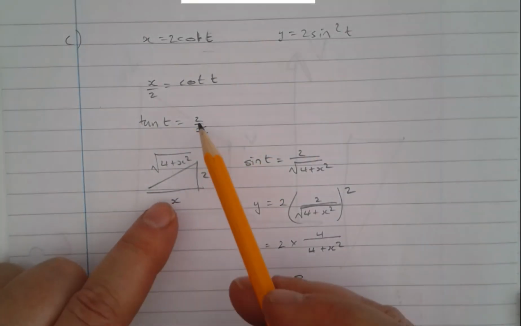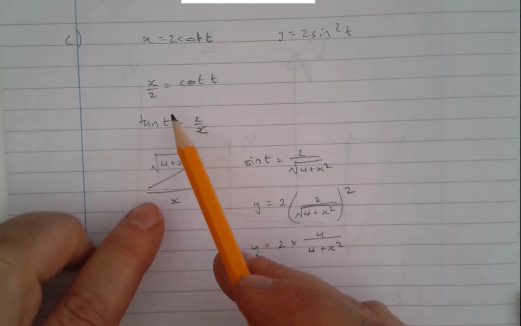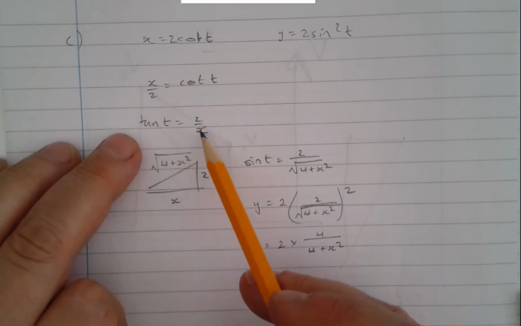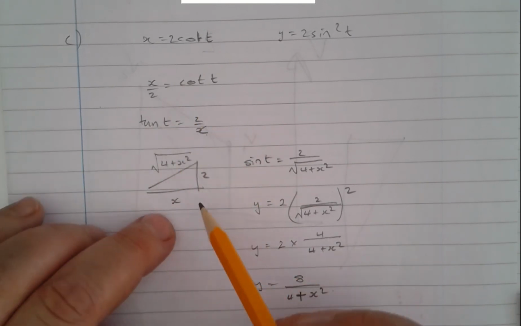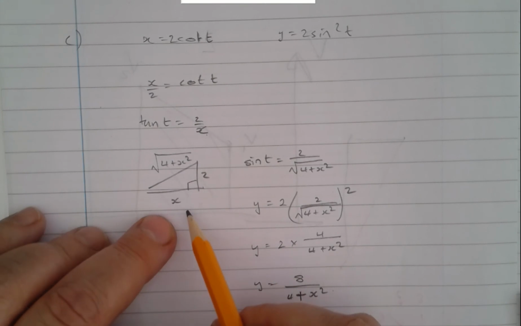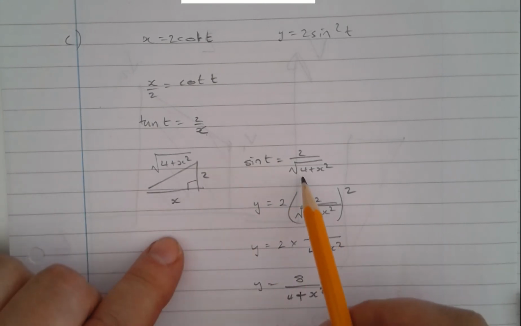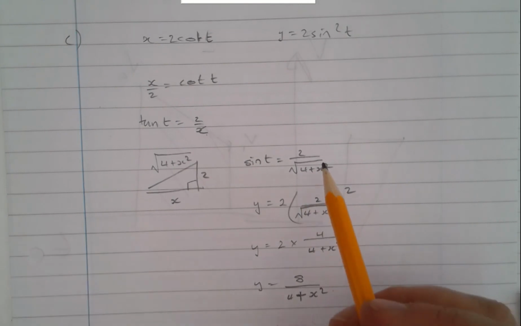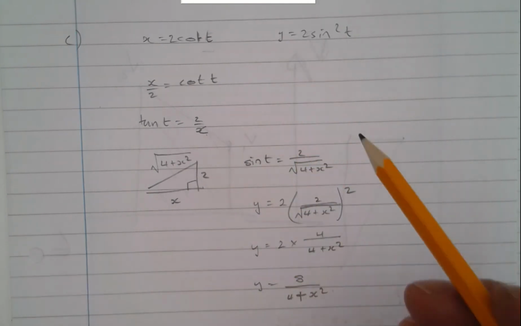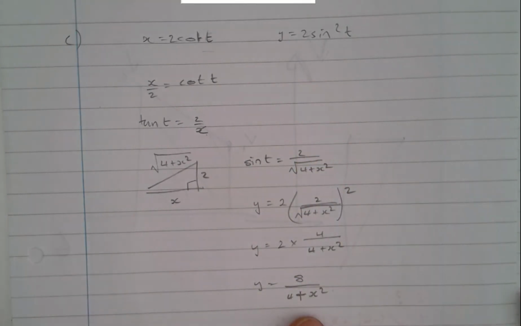If cot t is x over 2, then tan t is the reciprocal, 2 over x, which gave me this right angle triangle here, which gave me an expression for sine t. And then I fed it into this equation at the top, and I ended up with the equation.